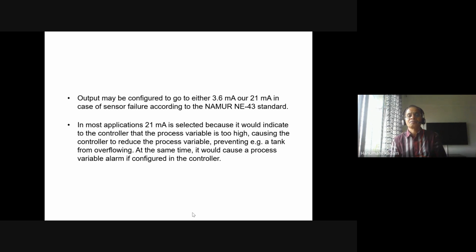So the moment the transmitter value comes to 21, the controller will take action. There will be an alarm, and it will also force the output.